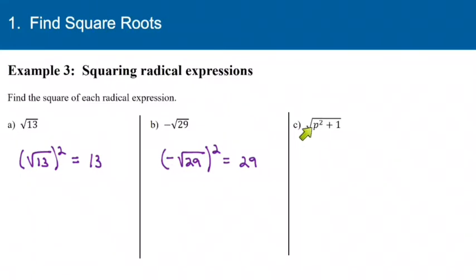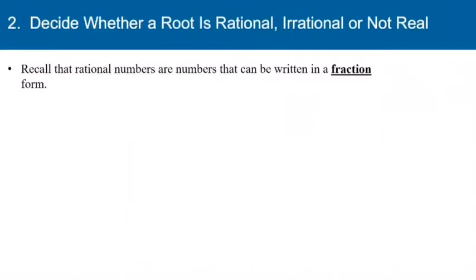For part C, if we take this expression and square it, we have the square root of p squared plus 1, all squared. Again, the square root and the square cancel each other out, and we are just left with p squared plus 1. Now let's talk about how to decide whether a root is rational, irrational, or not real.